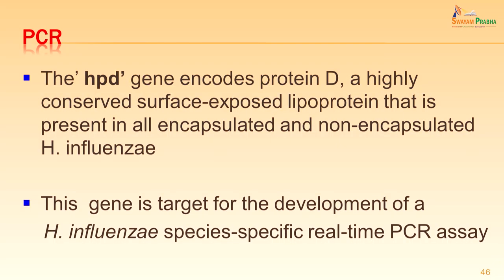The organism can be confirmed to be H. influenzae by PCR directly on the CSF. The hpd gene encodes protein D, a highly conserved surface-exposed lipoprotein that is present in all encapsulated and non-encapsulated H. influenzae. This gene is a target for development of H. influenzae PCR, which can be done either as a normal PCR or a real-time PCR.